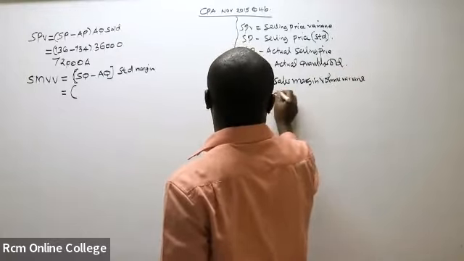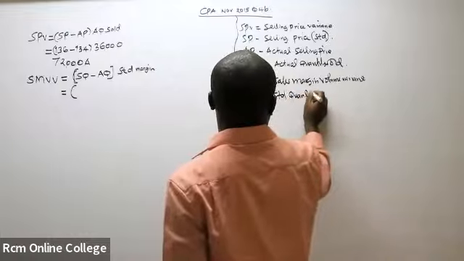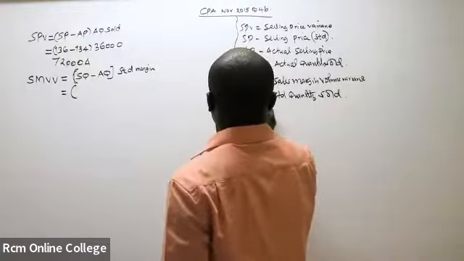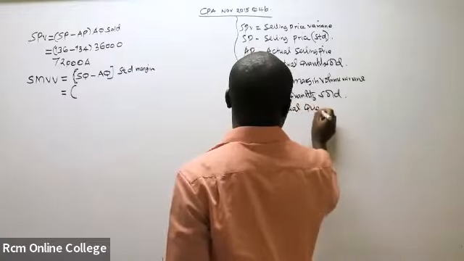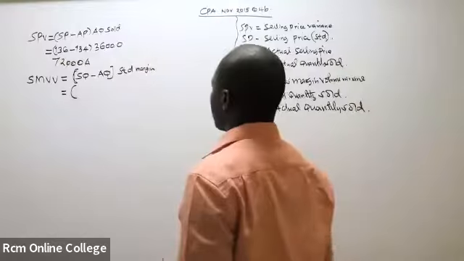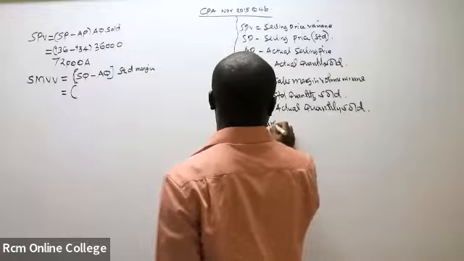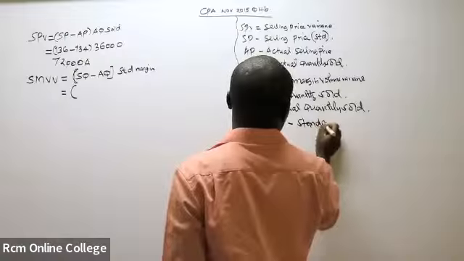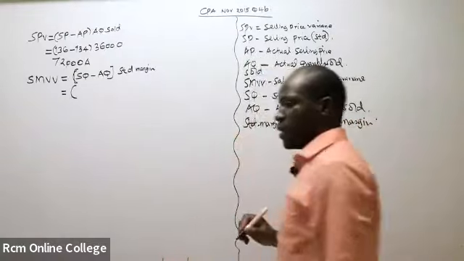SQ, standard quantity sold. AQ, actual quantity sold. Then STD margin, standard margin.